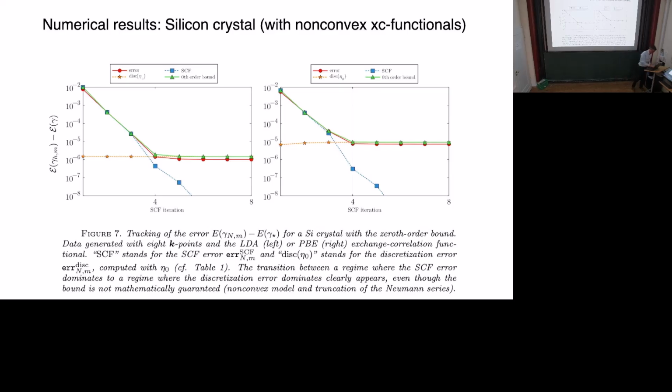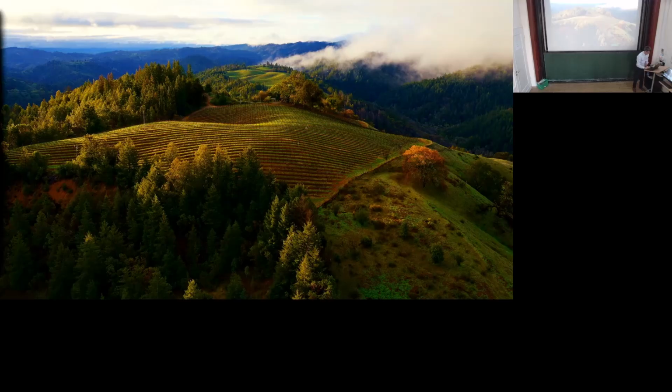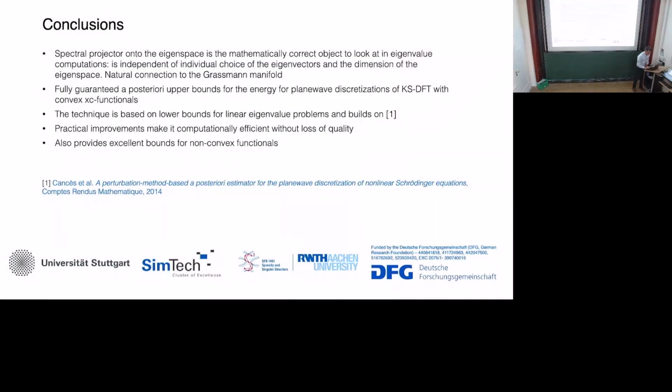Good. Since I'm running out of time, I'm coming to the conclusion. I wanted to do some additional stuff, but life is always different. So, conclusion. One of the main messages is, in my opinion, the spectral projector onto the eigenspace is the mathematically correct object to look at if you deal with eigenvalue computations. It is independent of individual choice of the eigenvectors. So if you have degeneracy, whether you have a basis like this or you turn it like this, it's still the same space and the same solution.